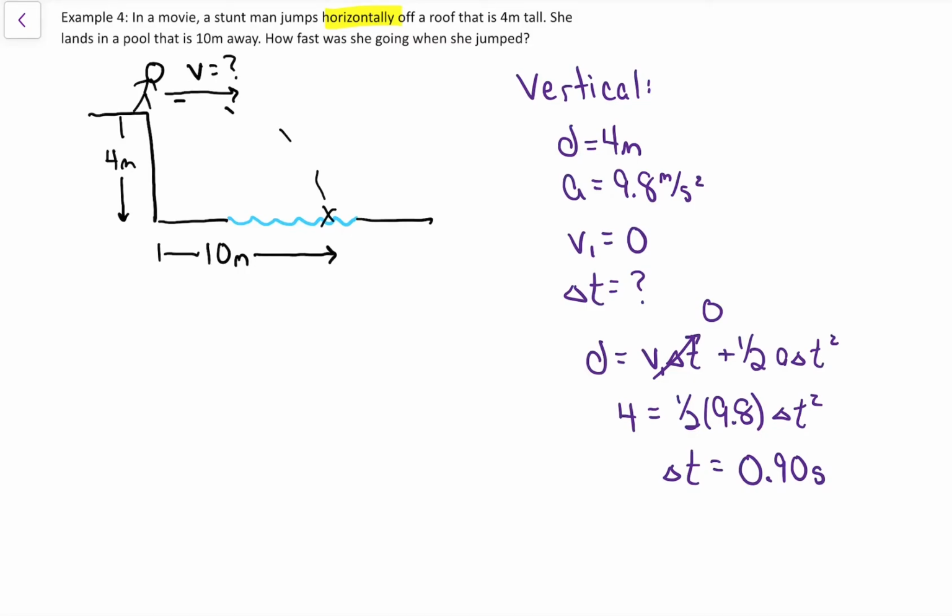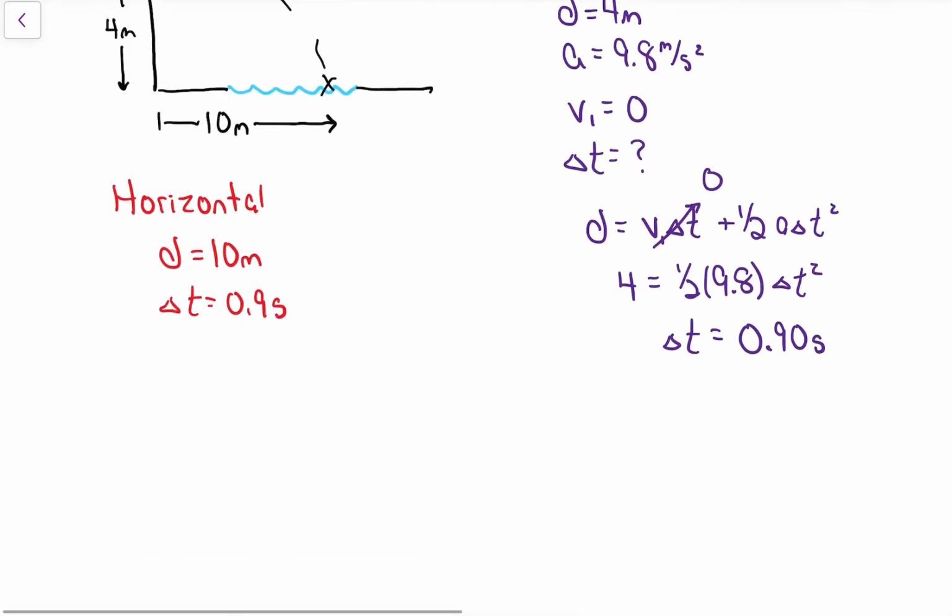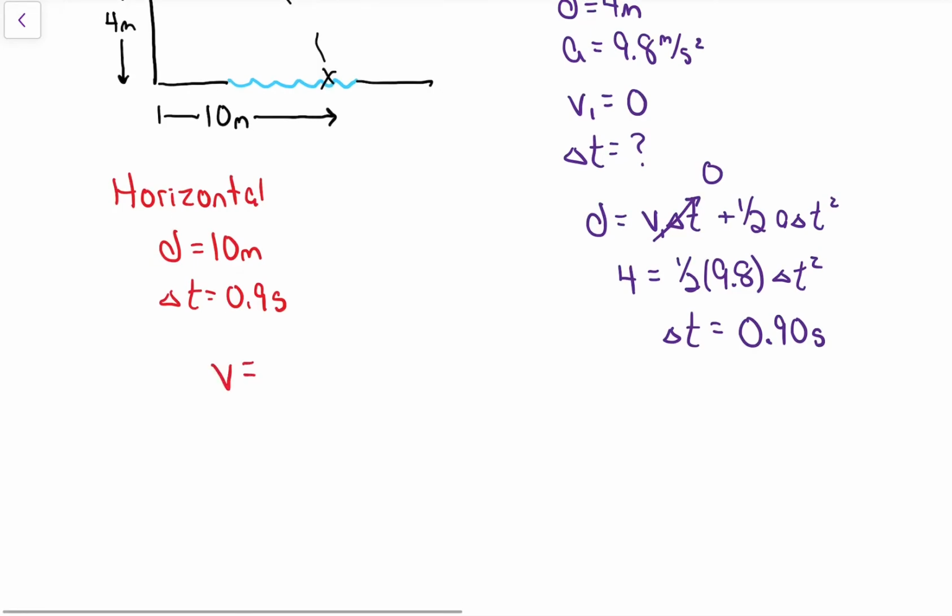Now that we know how long they're in the air, we can use that to finish the question. In this particular case, that means we're switching to the horizontal perspective. Horizontally, we know that they covered 10 meters, and they covered those 10 meters in a time of 0.9 seconds. There's only one equation in the horizontal. We don't have to worry about 3 numbers and the 1 question mark. Just V equals D over T. In this case, that's exactly what we need to calculate.